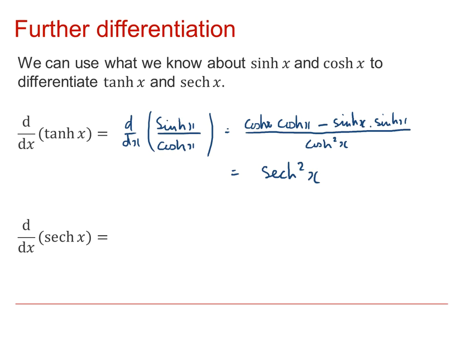Sech x, we've got a couple of ways of doing that. One way again is to treat it as 1 over cosh x and then use the quotient rule. An alternative is to use the chain rule. So if I say that this is cosh x to the power minus 1, then differentiating that by using the chain rule means that I'm going to get negative 1 and then cosh x to the power minus 2 multiplied by the derivative of cosh, which is sinh x.